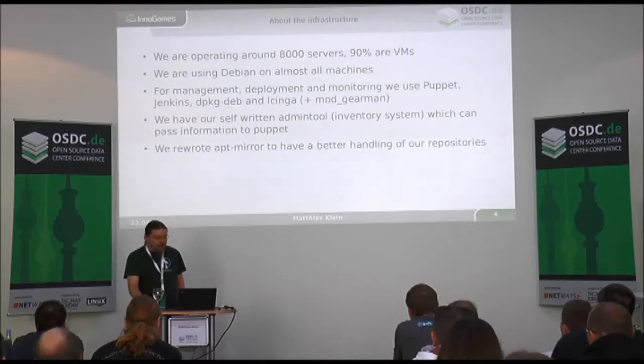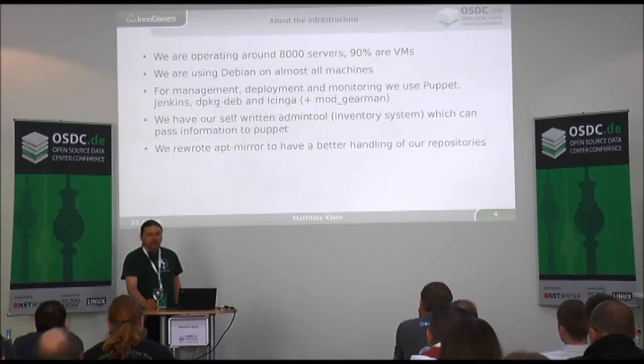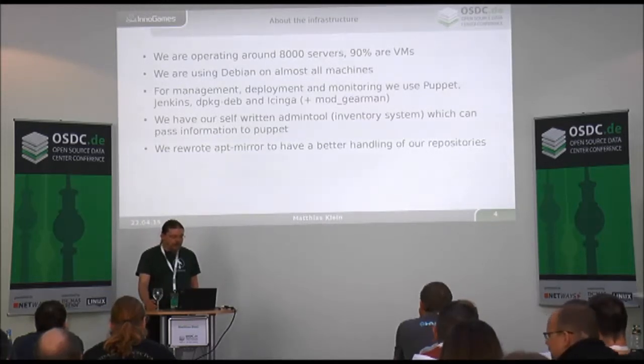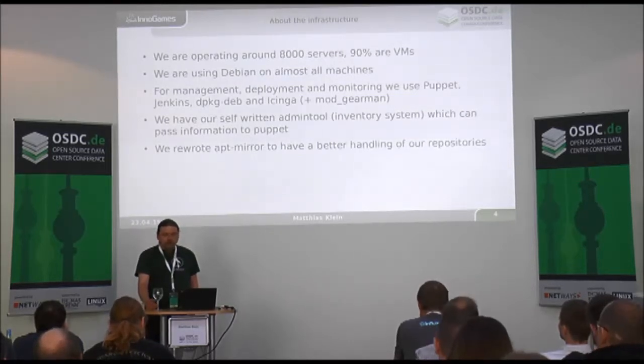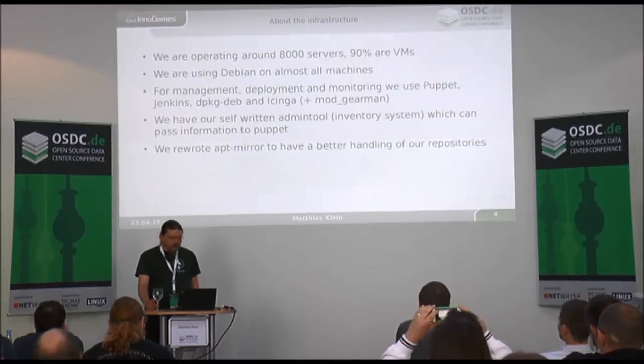The infrastructure we are talking about now is around 8,000 servers, 90% of them virtual machines. We are using Xen at the moment, and Debian on almost all servers. Then we use Puppet. We use Jenkins for package building, with the normal Debian tools, dpkg-deb.